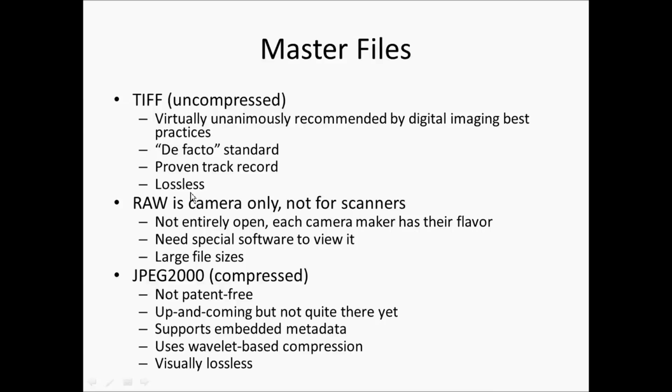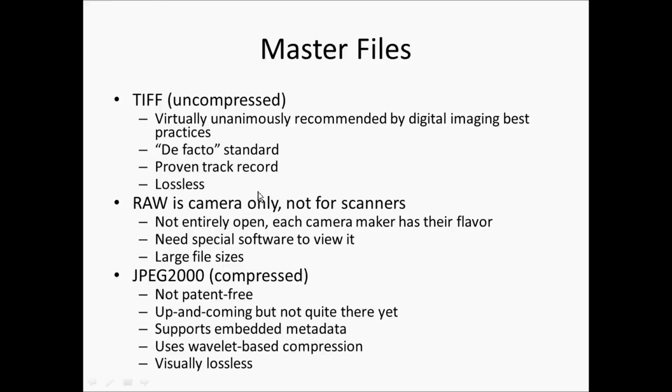So there is no loss when you open it up and save it, change the name, or make a change to it somehow. The bitmap does not get changed in any way, unless you actually crop it or cut it or do something like that. RAW, on the other hand, is camera only and not for scanners, at least not yet. Not entirely open. There is a movement to come up with an open RAW standard. TIFF, on the other hand, is an open standard. You can write applications that handle TIFF and do whatever you want with it, more or less.